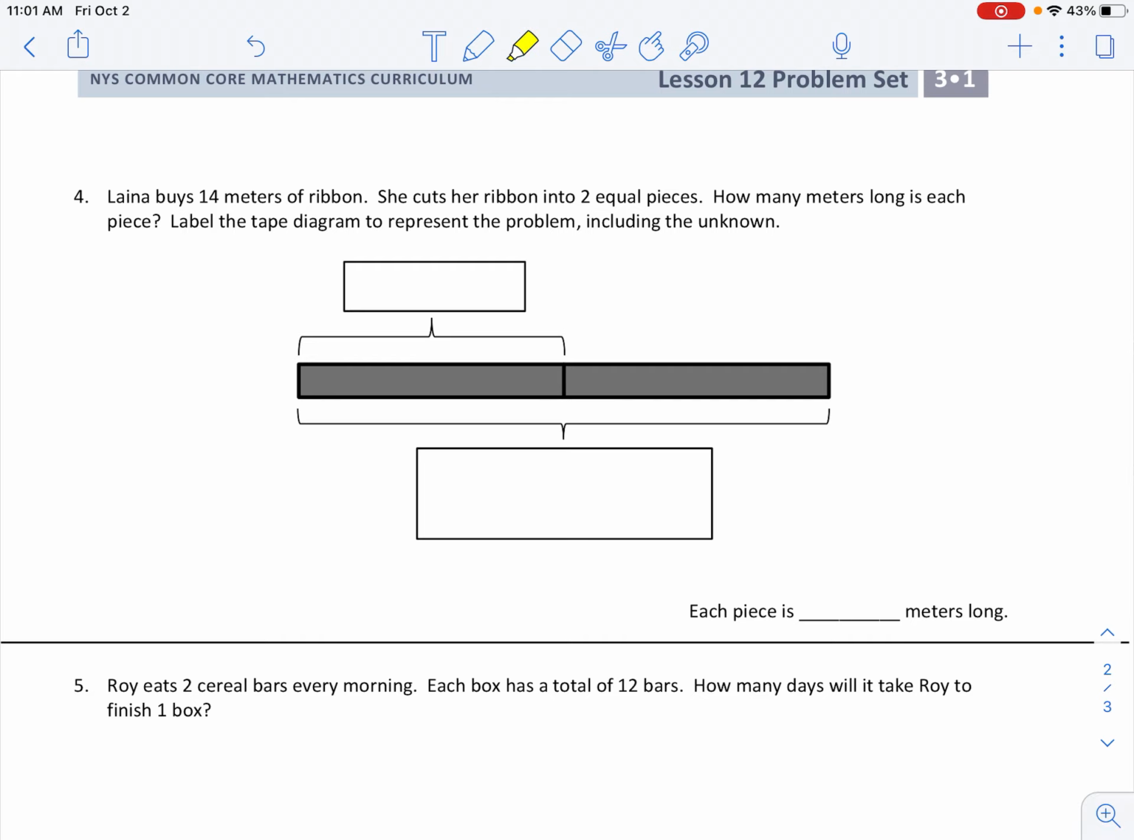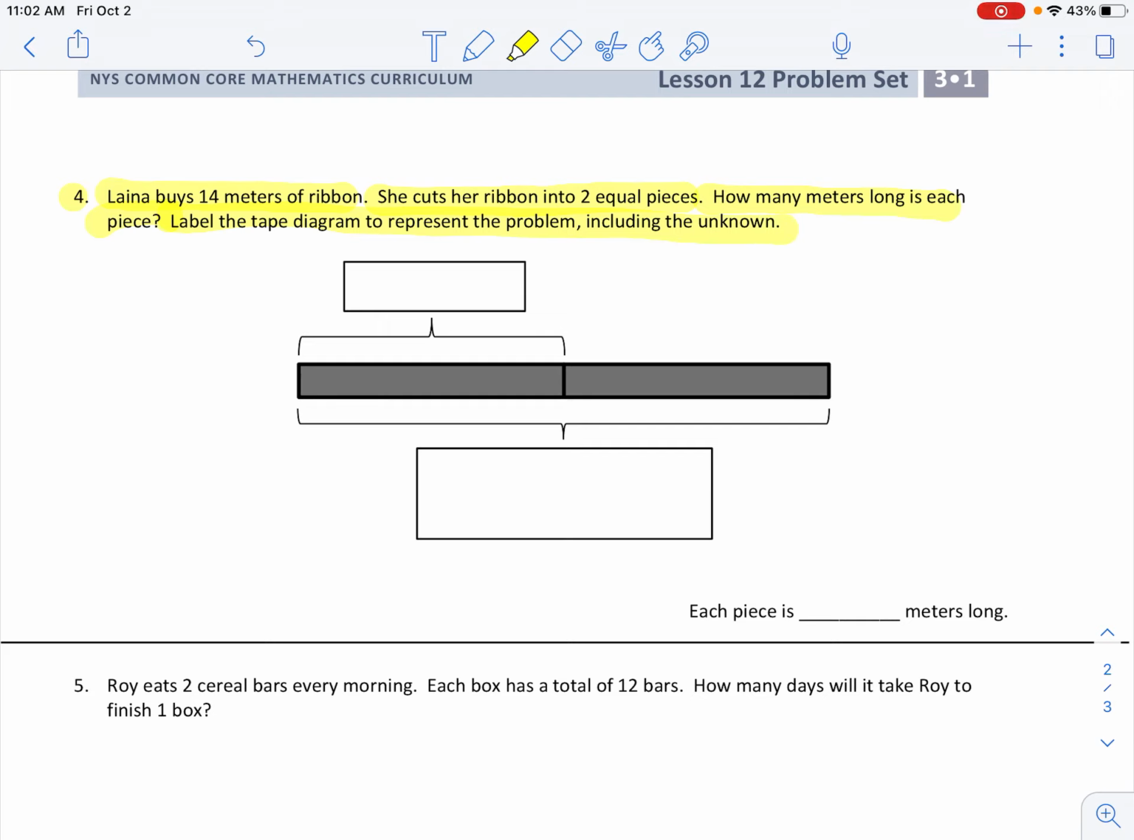Okay, let's read this one. Number 4. Lena buys 14 meters of rope. She cuts her ribbon into 2 equal pieces. How many meters long is each piece? Label the tape diagram to represent the problem, including the unknown.